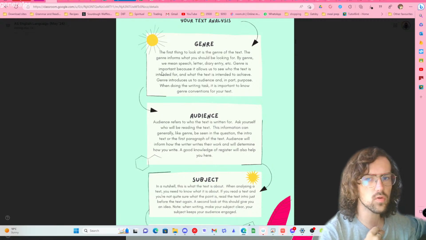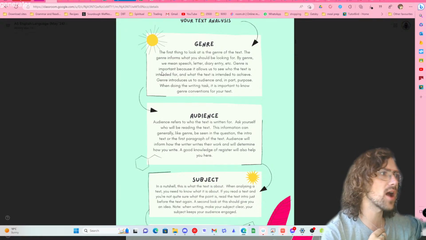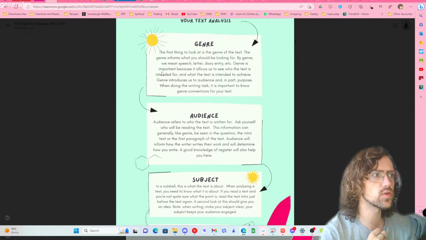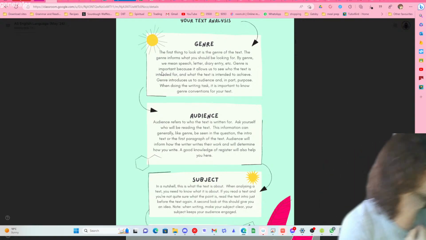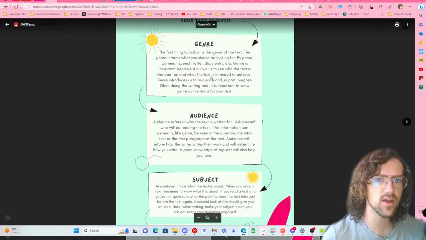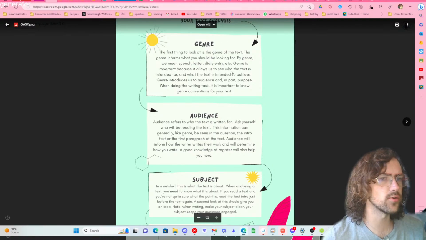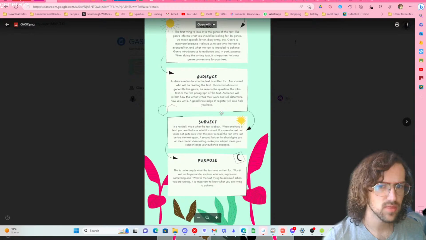We're also going to be looking at how the writer used specific language features, language form and structural features to achieve their purpose, which is how they use those features to fit in with that specific type of text, and how they adjusted their style to fit in with that type of text. Then we've got audience.